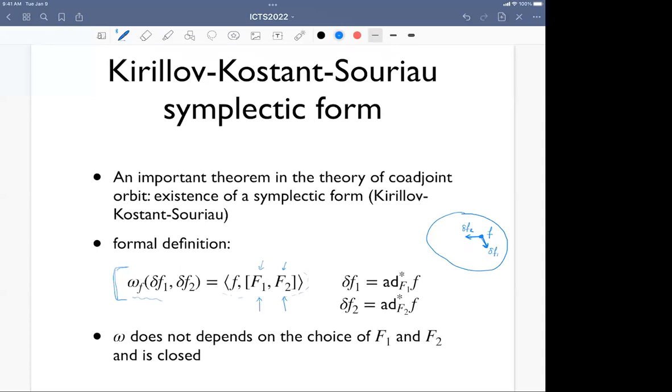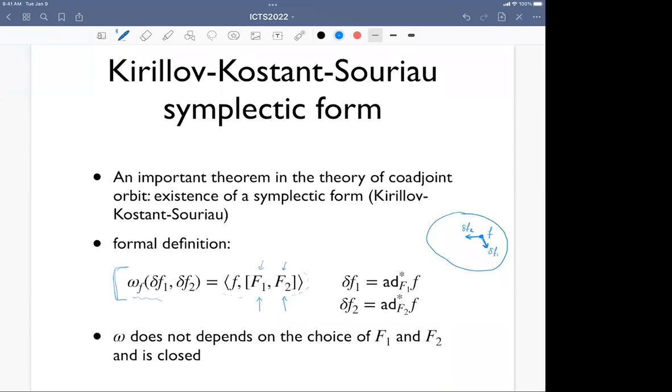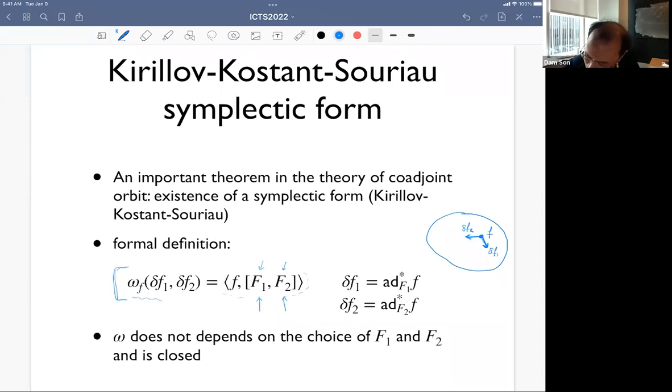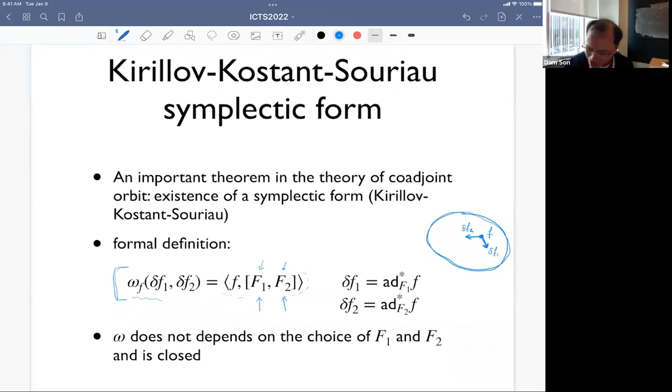Yeah. But is there any easy way to see the non-degeneracy of this two-form? Non-degeneracy. Yeah, I think one can see that it is non-degenerate on the coadjoint orbit. Maybe I don't have, yeah. Okay. Yeah, I think it's non-degenerate.